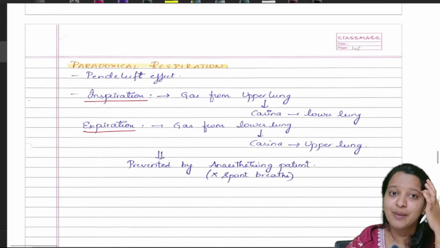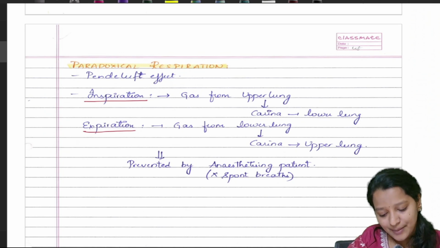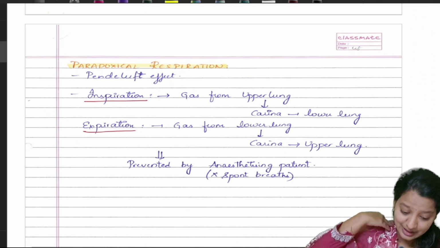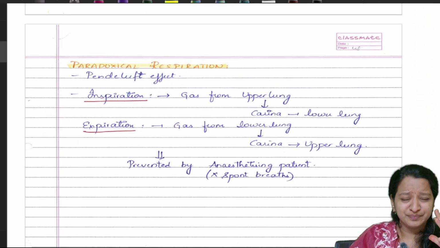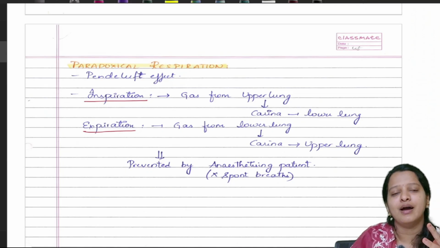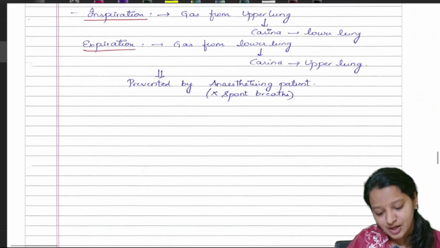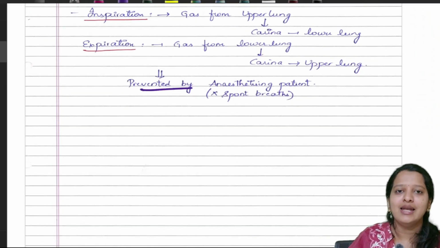Next, paradoxical respiration, also known as pendulum effect. During inspiration the lung has to expand, but in the affected lung the lung is being collapsed. So it is the reverse of what should normally happen. So it is called paradoxical respiration, and it has to be prevented by anesthetizing the patient.